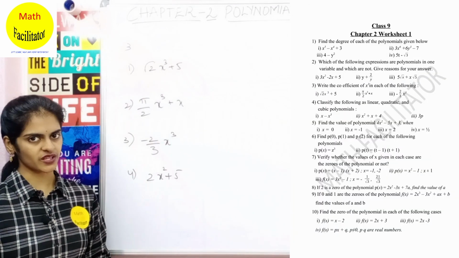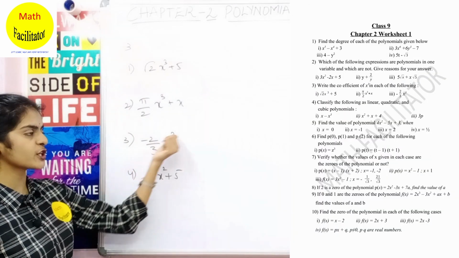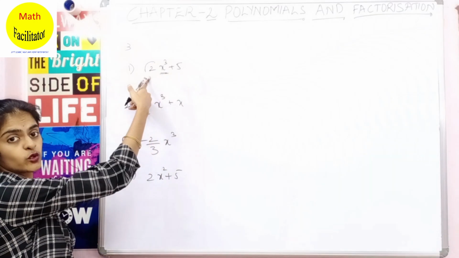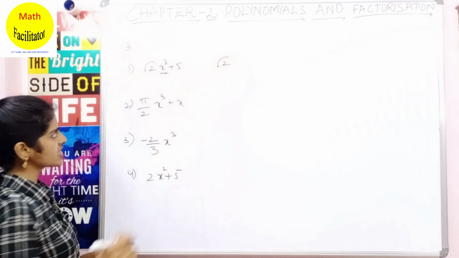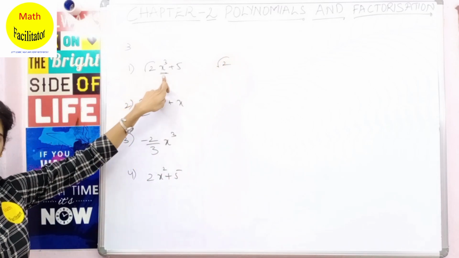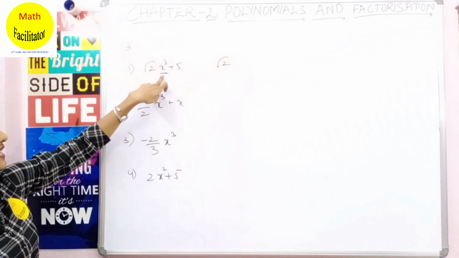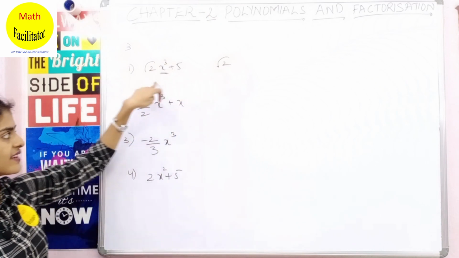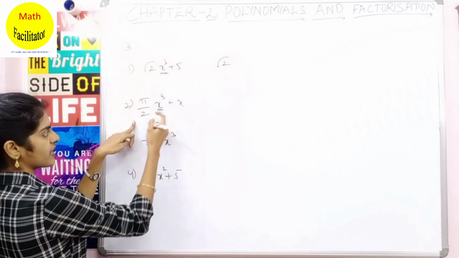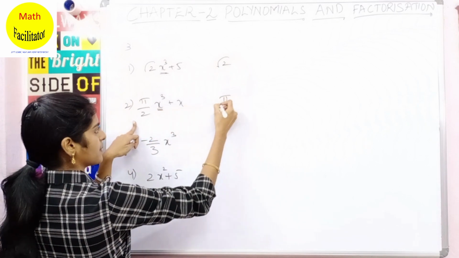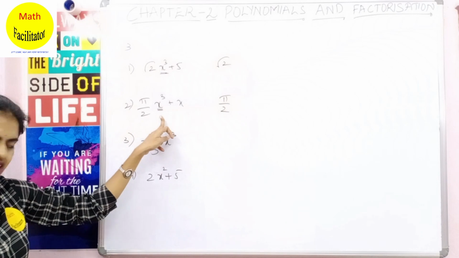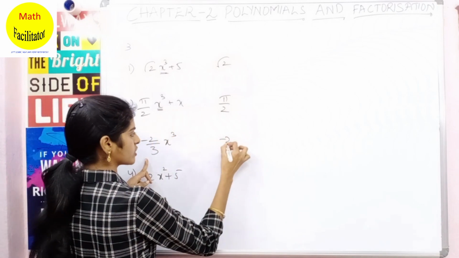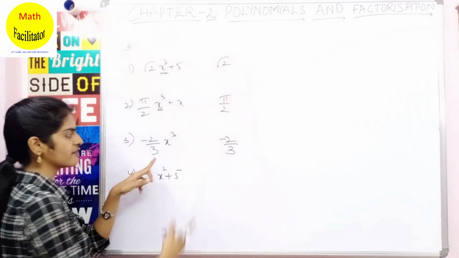Moving on to the next question, you have to find the coefficient of x cube in these terms. Here the coefficient of x cube is root 2. Clear? Coefficient is nothing but the constant which is multiplied with the variable. So x cube is multiplied with what? With root 2. So root 2 is the coefficient of x cube. Here x cube is multiplied with pi by 2, so pi by 2 is the coefficient of x cube. And here x cube is multiplied with minus 2 by 3, so this complete minus 2 by 3 is the coefficient of x cube.